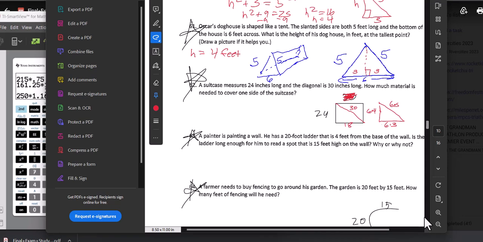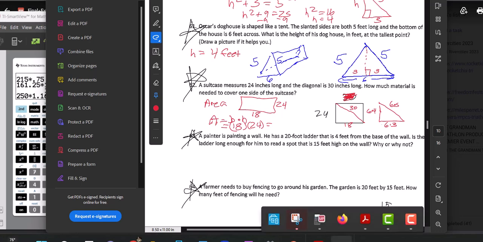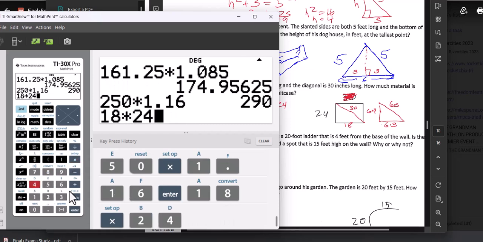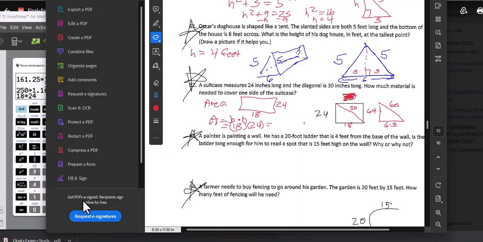So how much material is needed to cover one side of the suitcase? So the area, we want the area of that rectangle. That is 18 and 24. And the area is base times height. So that's 18 times 24, 432 square inches. Now again, if you wanted to use the Pythagorean theorem, you certainly could.